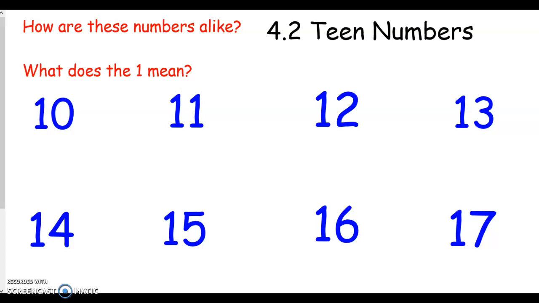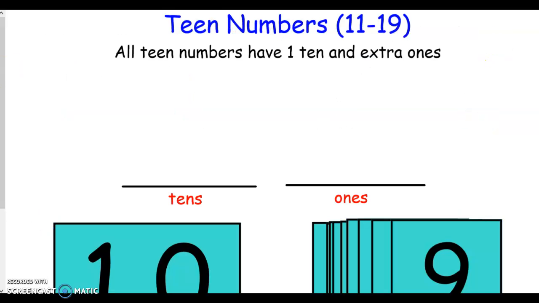And also let's talk about what that number 1 means. Think about what we learned yesterday. What place is the 1 in each of these numbers? And then go on to the next slide. Okay, so we're talking about teen numbers today, and the teen numbers are 11 through 19. And I bet that somebody raised their hand and said, all the teen numbers have 1 ten and extra ones.